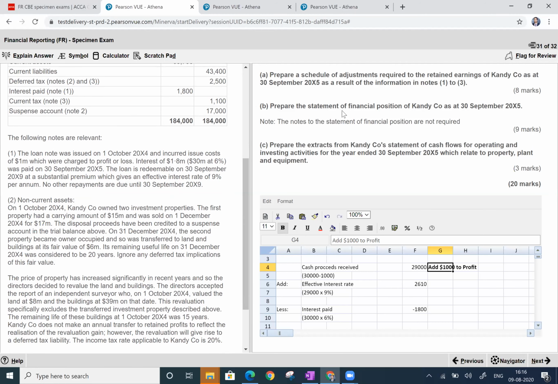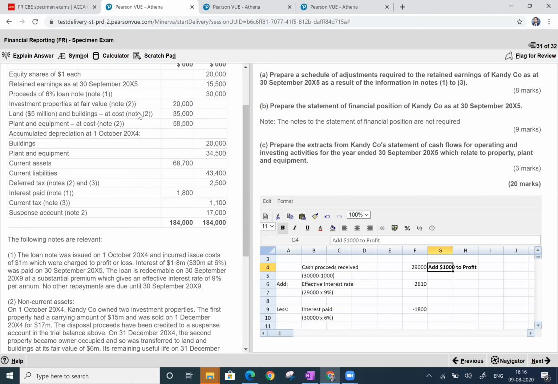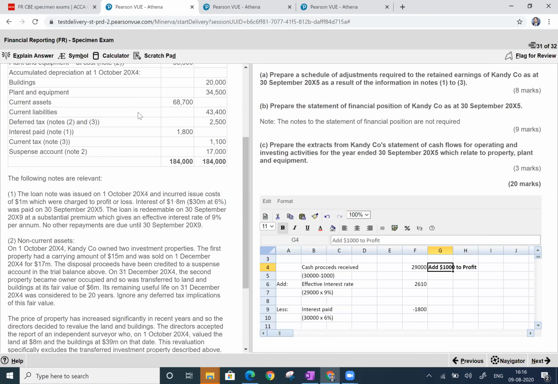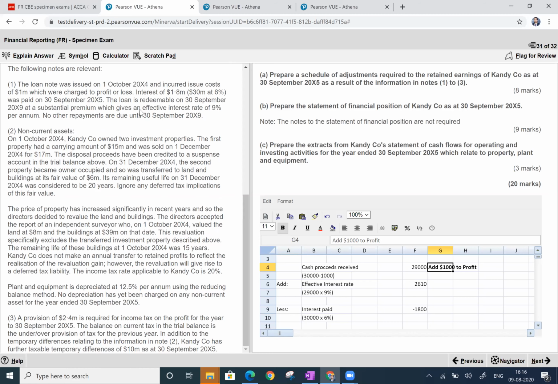So that's it. Now, what you have to remember is that they have stated that before any adjustment required, note 1 to 3. So whatever there is in your note 1 to 3, they have not taken anything. Okay. So next one, number 2. What's number 2? On 1st October 20x4, read the question.